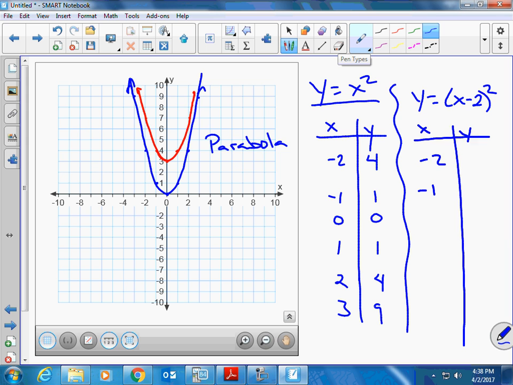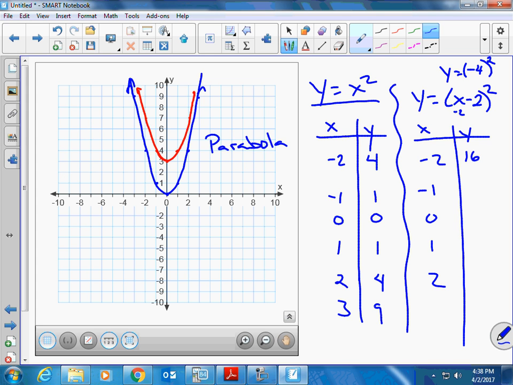Negative 2, negative 1, 0, 1, 2. When x is a negative 2, now I put it here. A negative 2 minus 2 is a negative 4. So now I have a negative 4 inside parentheses that's being squared. Everyone see that? I put a negative 2 in for x. Negative 2 minus 2 is a negative 4. And I square negative 4, which means a negative 4 times a negative 4, I get 16.